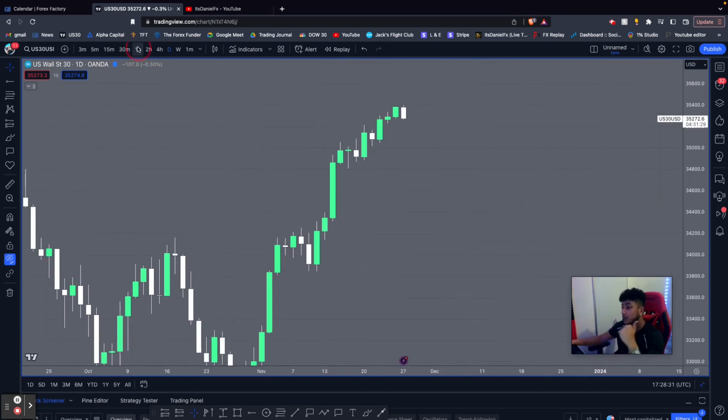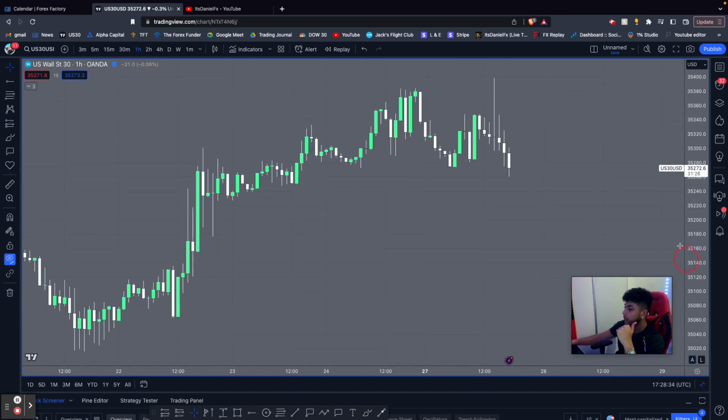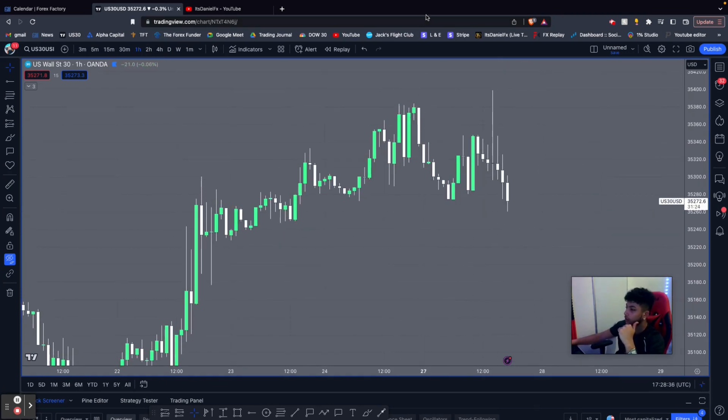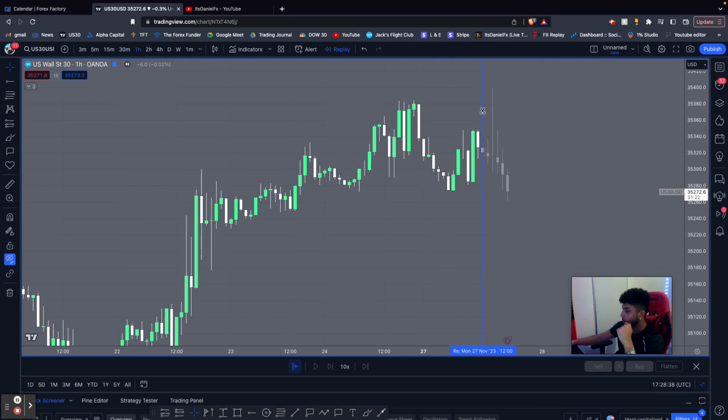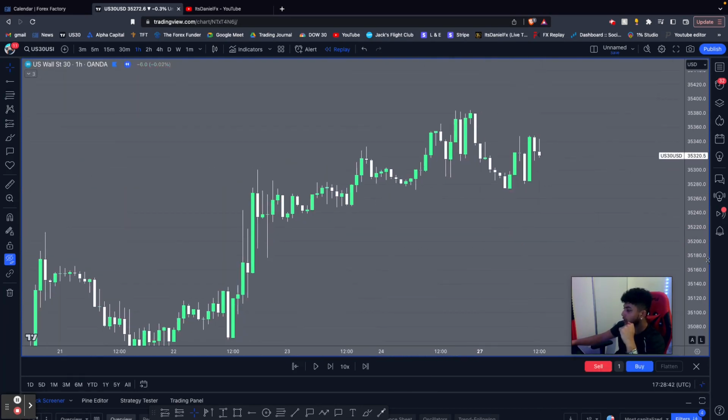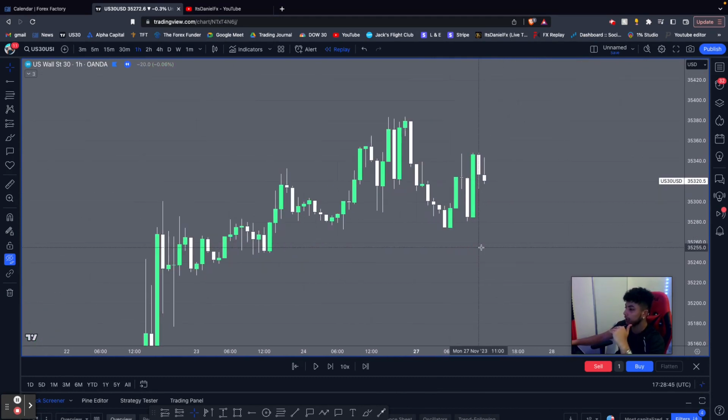We then zoomed into an hourly time frame and we looked for a point of interest. Bear in mind, all of this price action was not available at the time. I believe when we came onto the chart, it must have been around here. Cool. So this is the current price action that we saw on an hourly time frame.